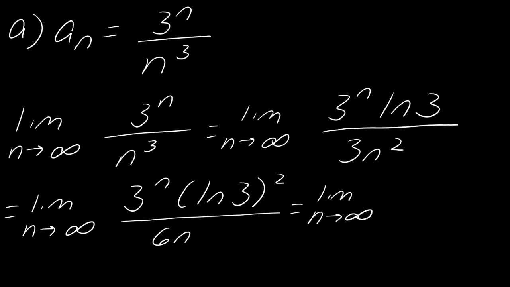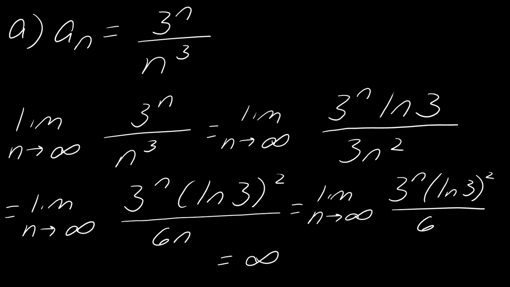All right, so let's see. Is this the last time that I have to do this? Let's see if I take the derivative. Yep, this is the last time I have to do this. So now I have infinity in the top and just 6 in the bottom. So now I know that this is going to equal infinity. Since this equals infinity, that means that this sequence diverges.